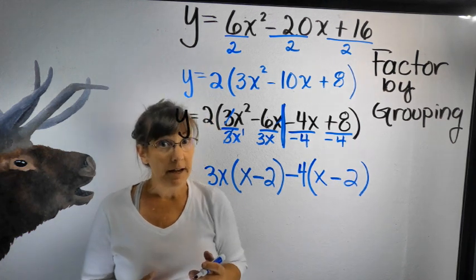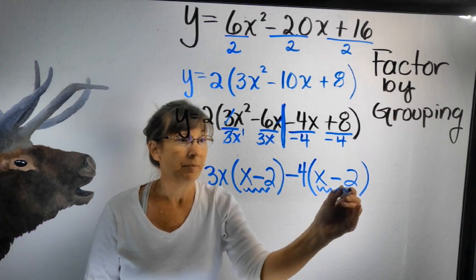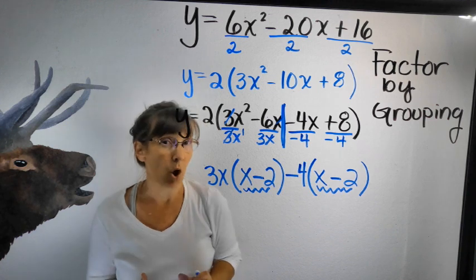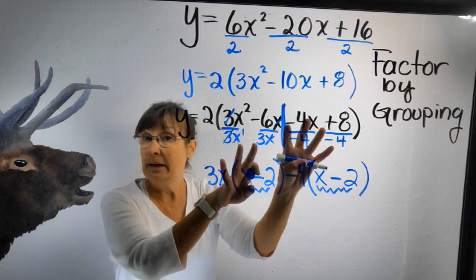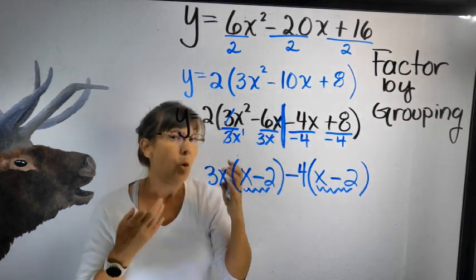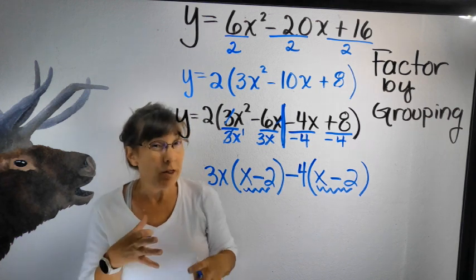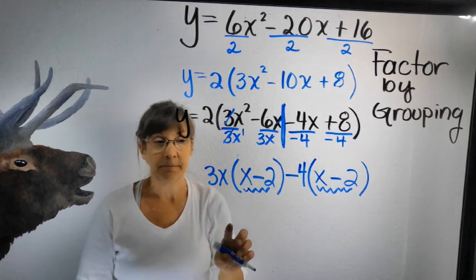What I'd like you to take note of: do you see how these are exactly the same inside the parentheses? They have to be exactly the same for this to work. If you do this and these are different, you've either made a mistake, maybe your GCF wasn't the GCF, or it's not possible to factor by grouping. It's one of those two things. So I see that they're both the same, so I'm going to proceed.